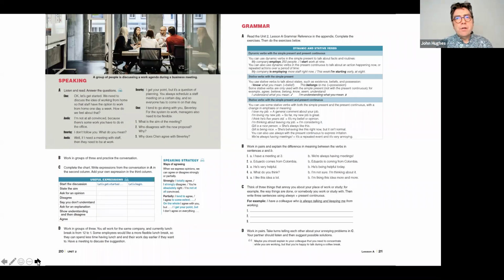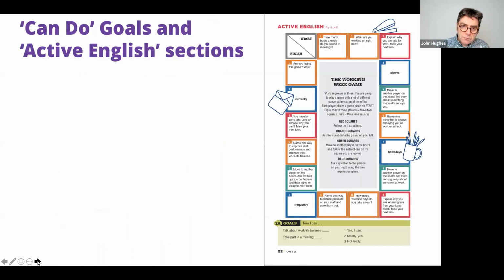But you can see how we're really providing the content to reflect the can-do goals at the beginning of the lesson. The grammar here is contrasting dynamic and stative verbs, so students can talk about their everyday life, their everyday work, what they're working on at the moment, what current projects they have, the kinds of things you need to do with those dynamic and stative verbs just to describe your working life. And then finally, and this is the new feature, you get to the active English page.